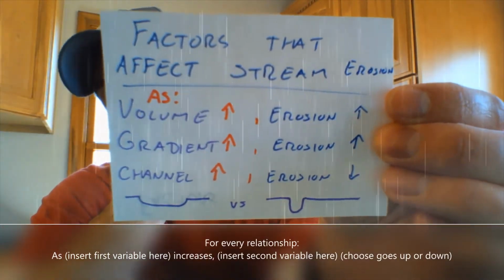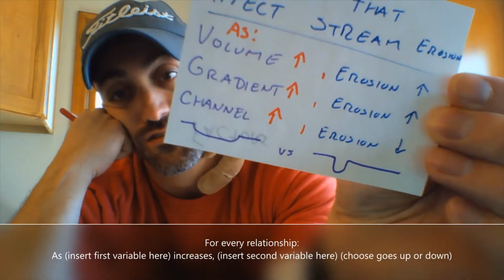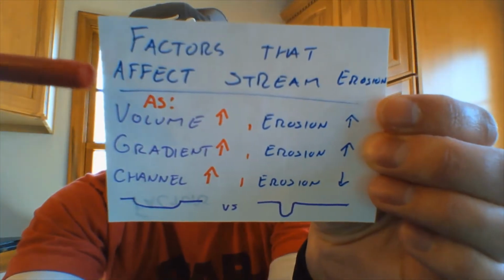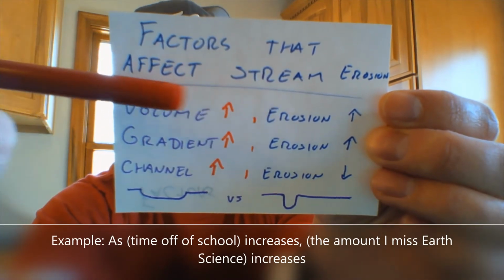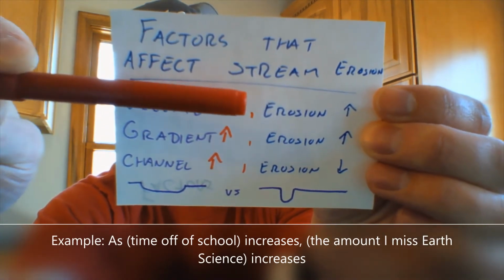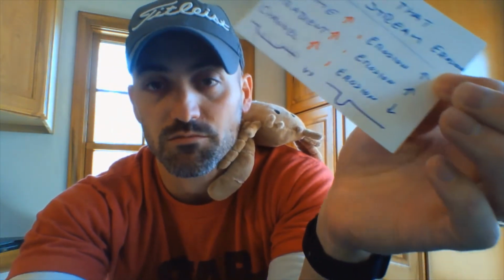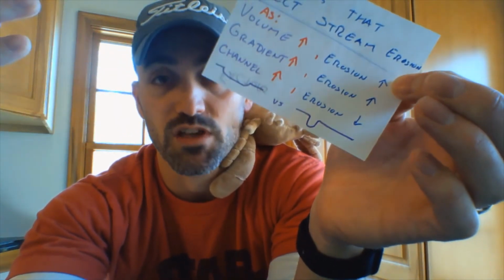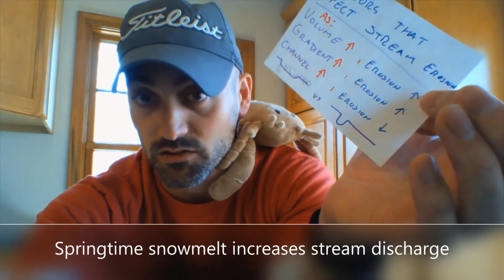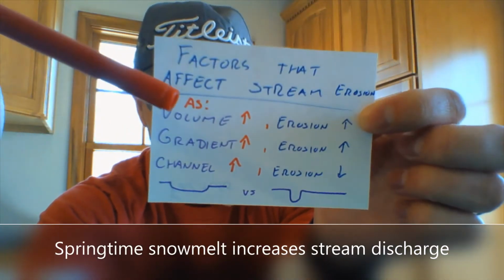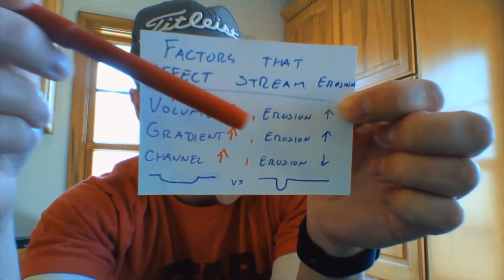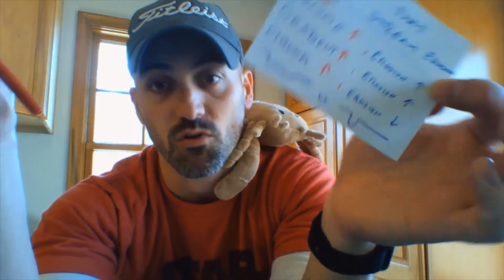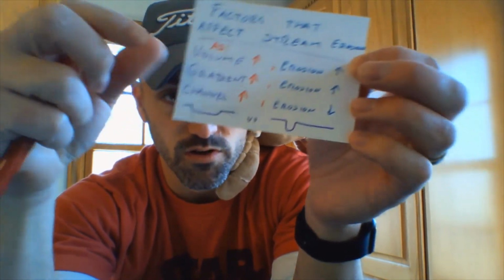The 4th thing: factors that affect stream erosion or stream velocity. Faster stream, more erosion. These are relationships. As the river volume goes up, the erosion goes up. Volume is the amount of water. More water, faster river. That makes sense. In the springtime, the streams have more water because all the snow is melting. That shows up on the test a decent amount. Gradient: when the gradient is higher, the erosion's more, the velocity's more. Steeper streams flow faster. A lot of this stuff's common sense. It's just the vocab terms.